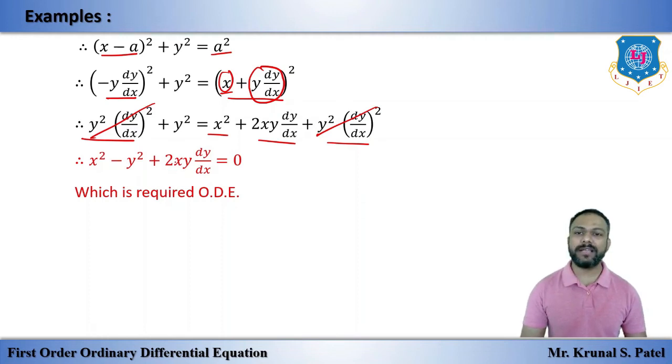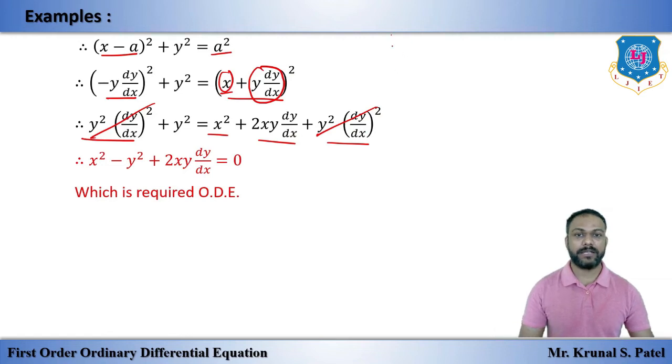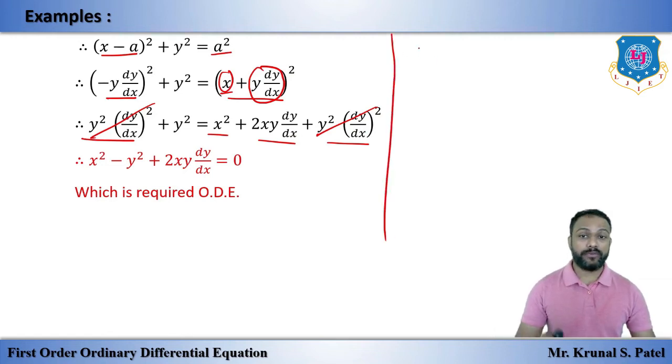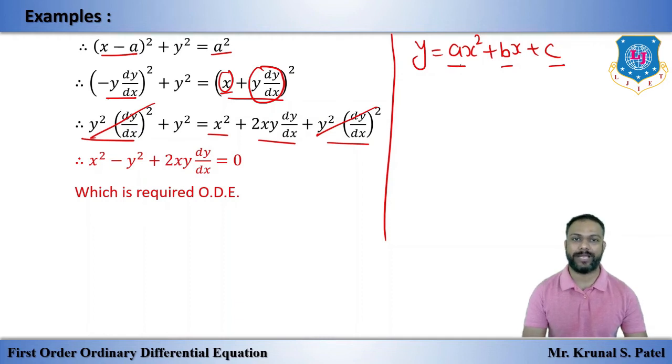Okay, similar way, I'm just giving DIYs to you. If I have the equation y is equal to ax square plus bx plus c, this is our equation. Now find, or obtain, or form the differential equation. So here we have three arbitrary constants a, b, c. So we will differentiate this with respect to x three times, and we will try to eliminate a, b, c. We have to eliminate them, actually.